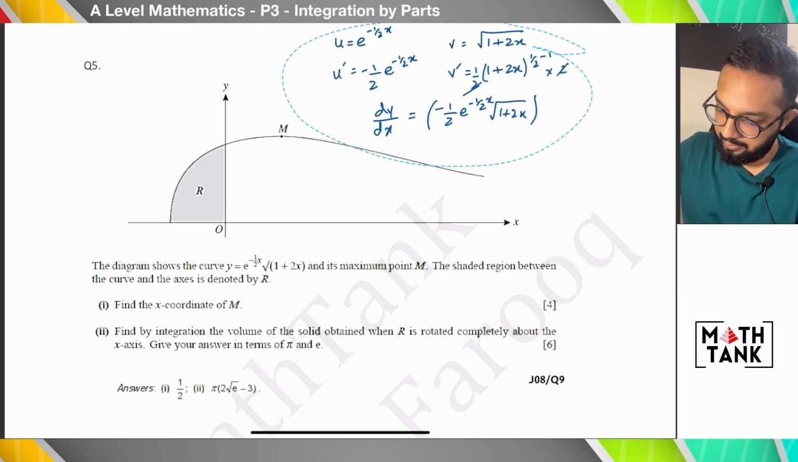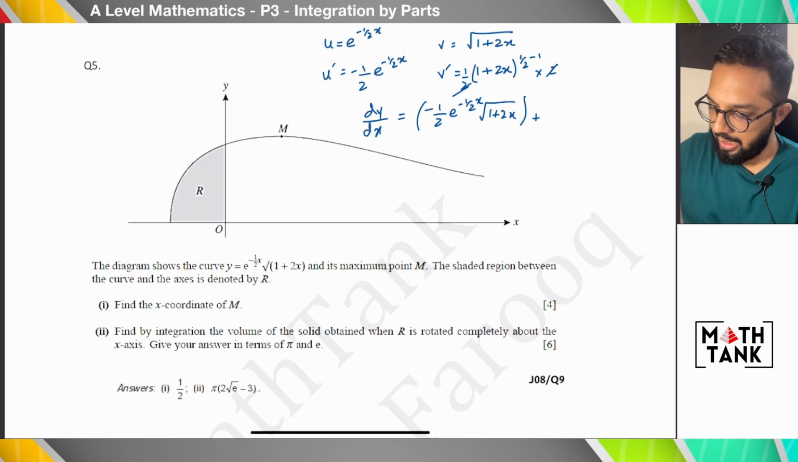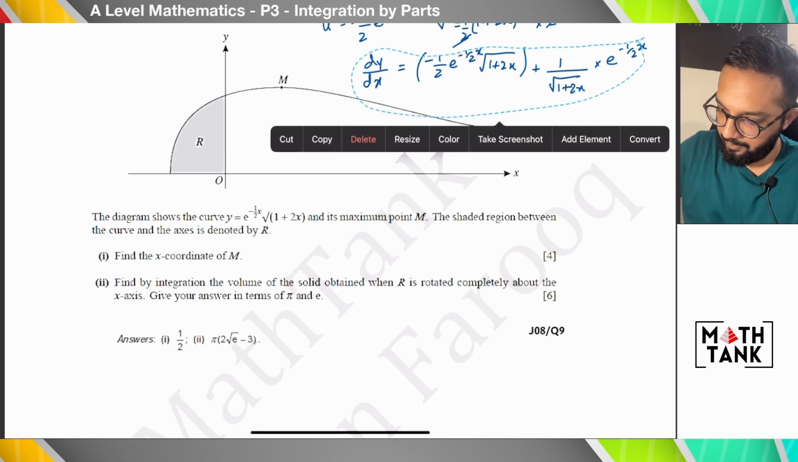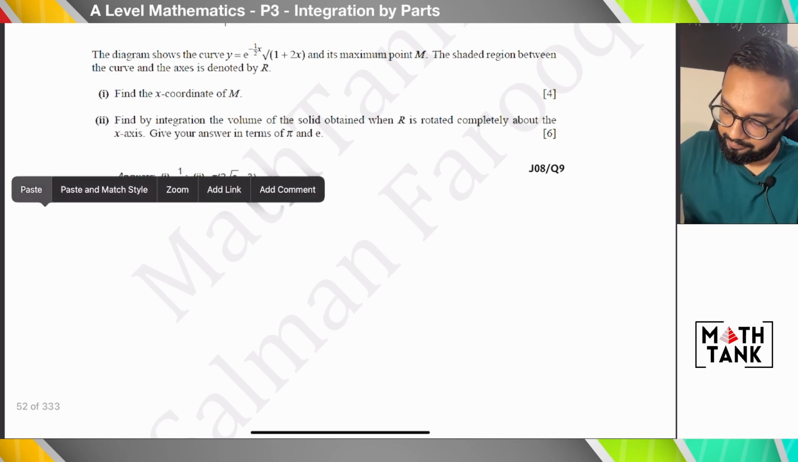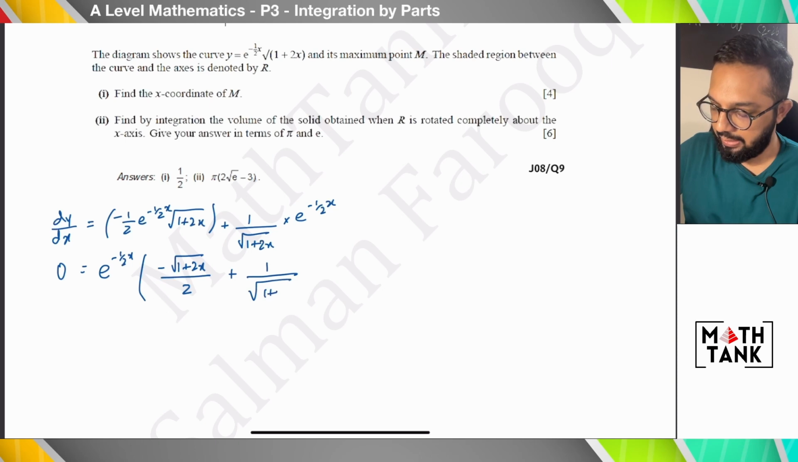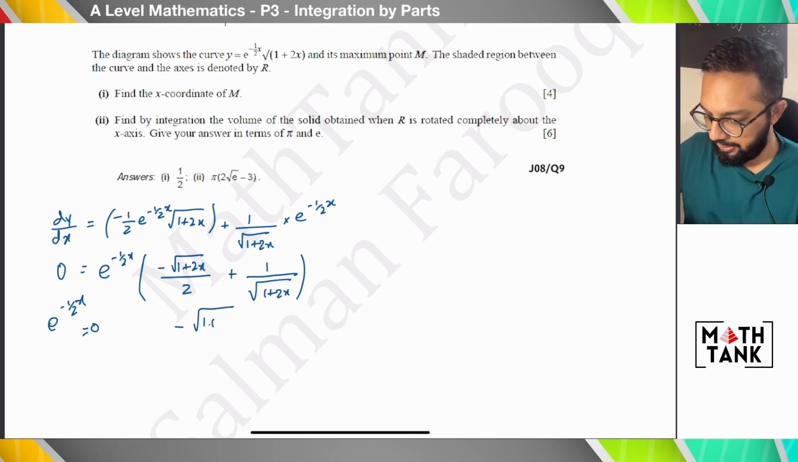Need some more space, plus v dash, which is basically 1 over root 1 plus 2x, and v dash u. So what I see is that I need to equate this to 0. I need to copy this and bring it down. So equating this to 0, I can pull out the e power minus half x common. That gives me minus root of 1 plus 2x over 2 plus 1 over root 1 plus 2x. So either e power minus half x equals 0, which is not possible, or that equals 0.